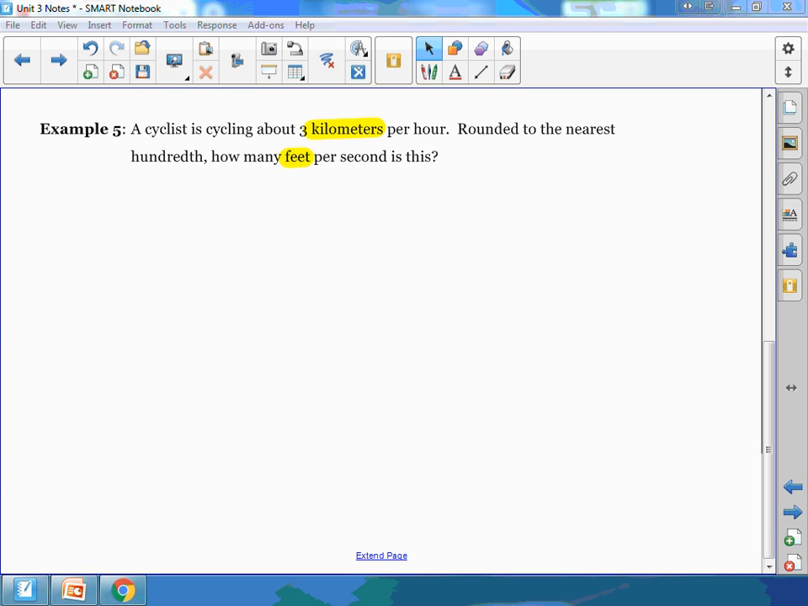Okay, so like I was saying, on this example 5, we're converting both units, and we're converting from metric to customary. So a couple of hurdles to jump over here. Let's look at that chart that I've given you, the conversion chart, because we want to see how the feet and the kilometers line up.